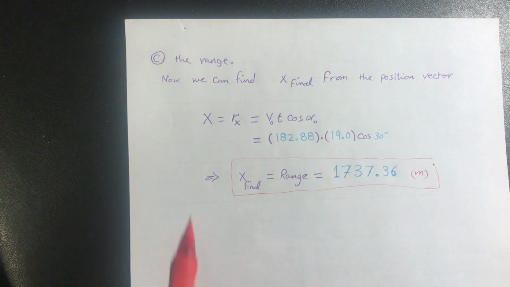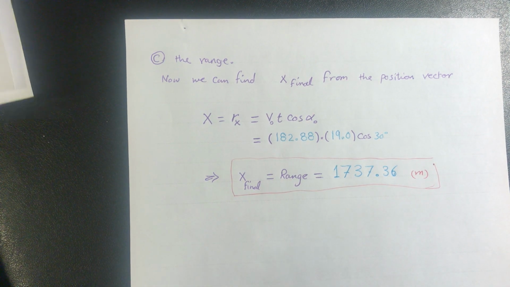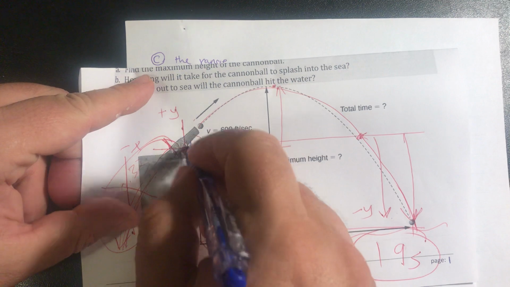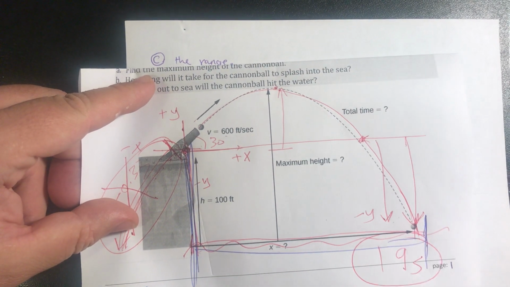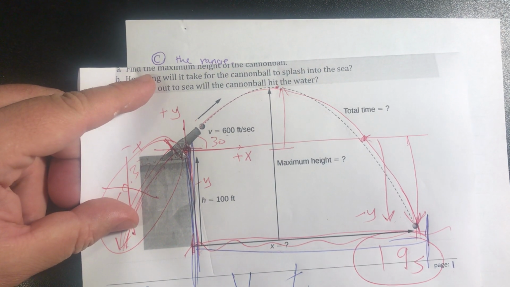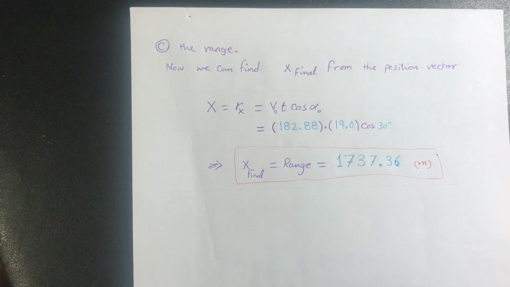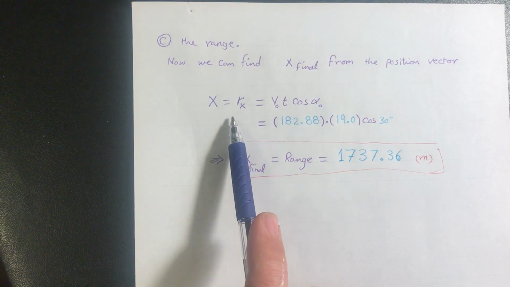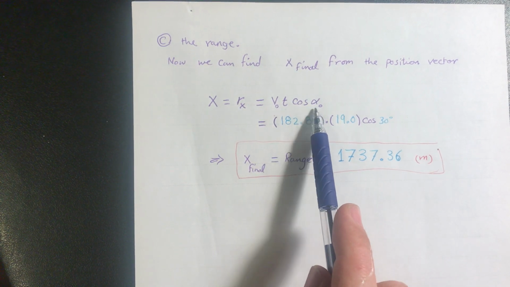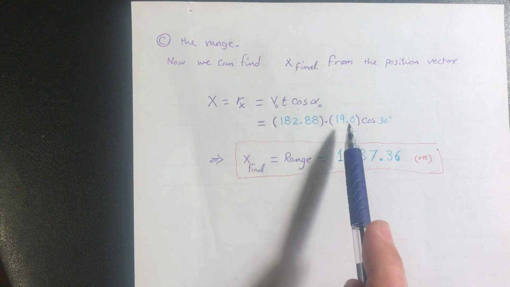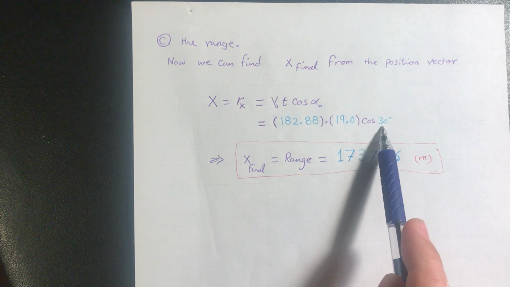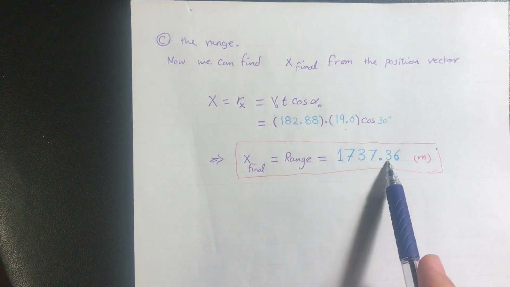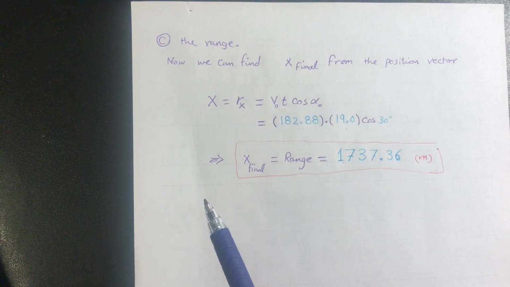We have the final one, which is short. We need to find the range. The range is simple. The range is from the reference point to the end point. This is the reference, x equal to 0, to the final point. We have the time. We have the velocity. In the x direction, it's constant. So from the position vector, we have the x component, which is rx equal to V naught multiplied by t by cosine alpha naught. We have V naught, we have t, the flying time, we have alpha naught, which is equal to 30. The range is equal to 1 kilometer, 737 meters, 0.36, all in meter unit. So this is the range.